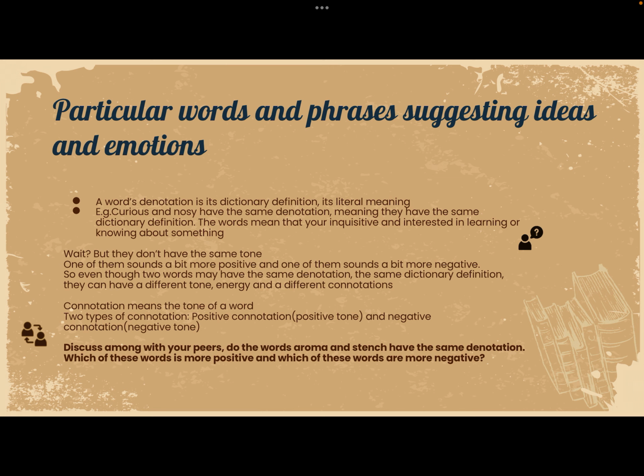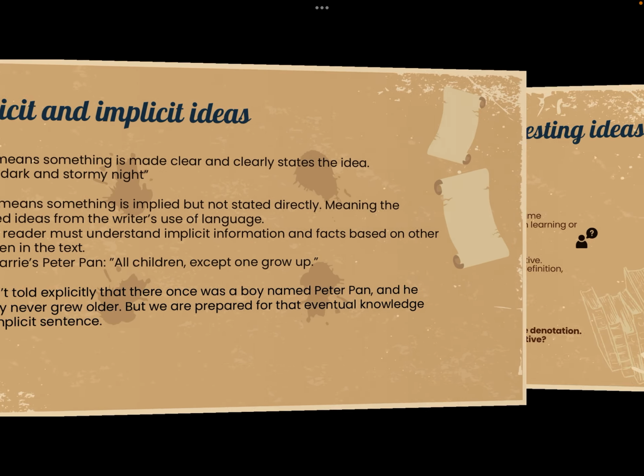So a connotation just refers to the tone of a word. There are two types of connotations, that is positive connotations and negative connotations. Okay, so based on yourself, let's say the words aroma and stench, they have the same denotations, but which one do you think is more positive or negative? So based on this example, the word aroma is a positive connotation and the word stench is a negative connotation.